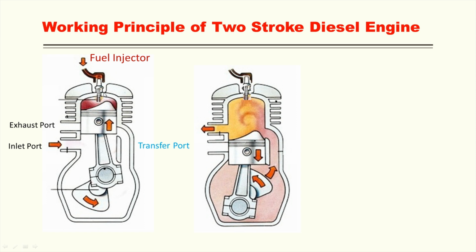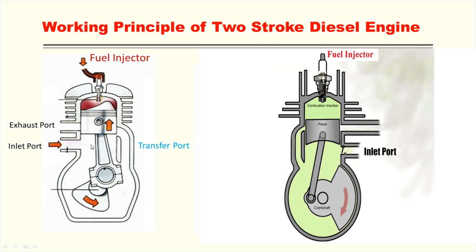In case of a diesel engine, we are using a fuel injector to inject the fuel in atomized form. And this is a piston. Here you can see that we are using a deflector type piston. We will discuss later, during the working principle, why we are using a deflector type piston in case of a two-stroke engine. This is a crank. This is a connecting rod. Now we will discuss the working principle of two-stroke diesel engine.